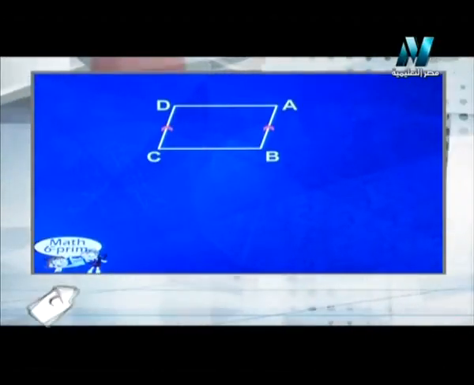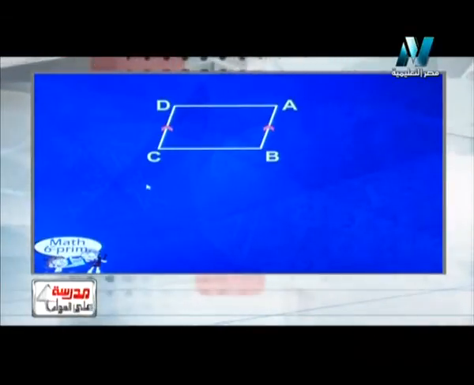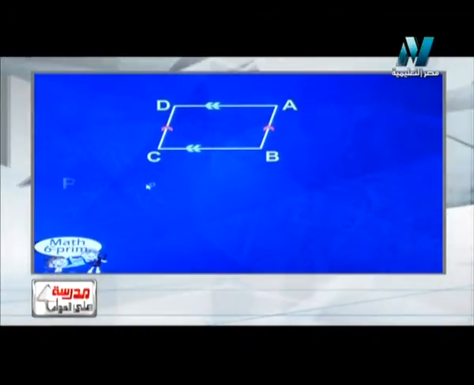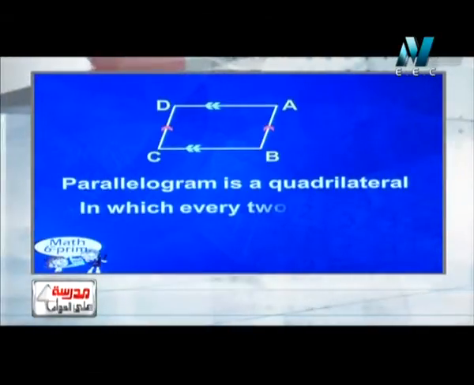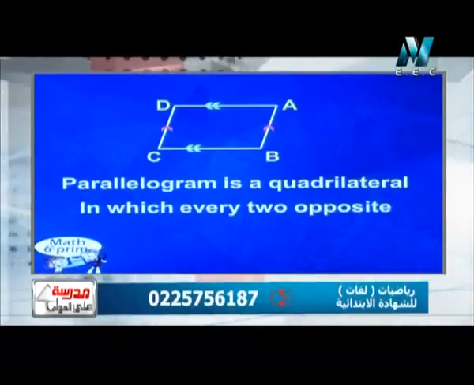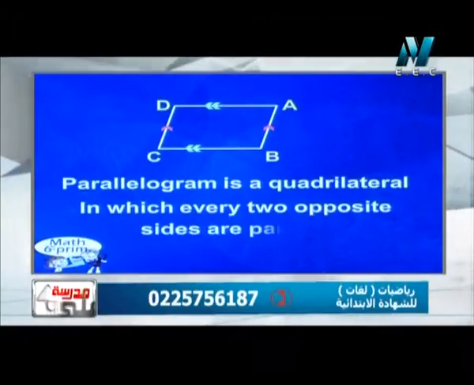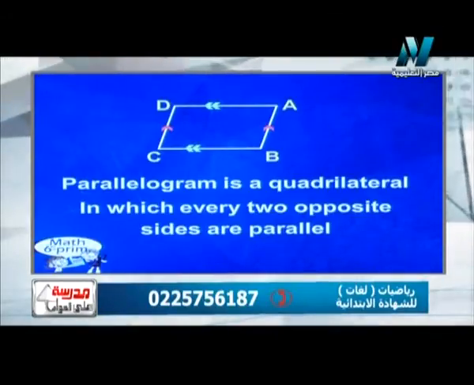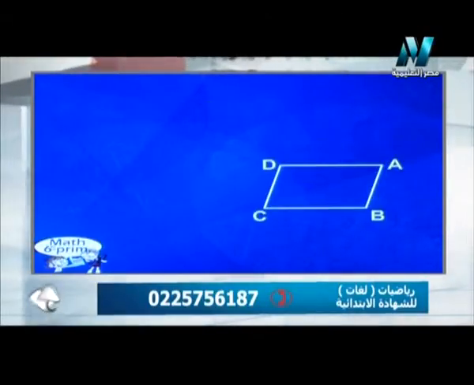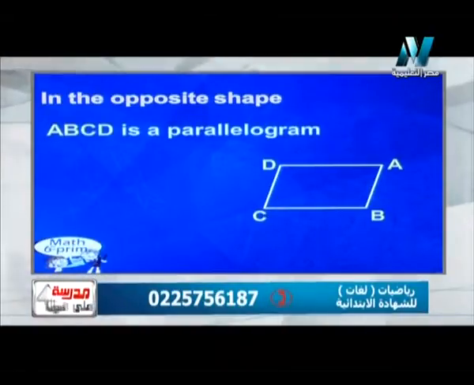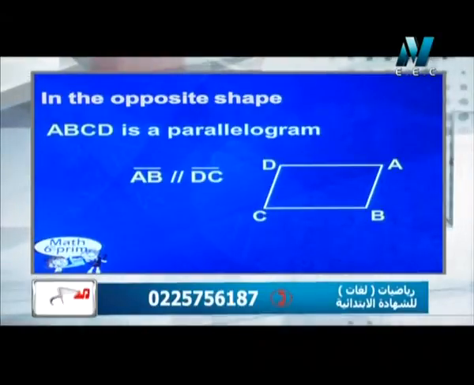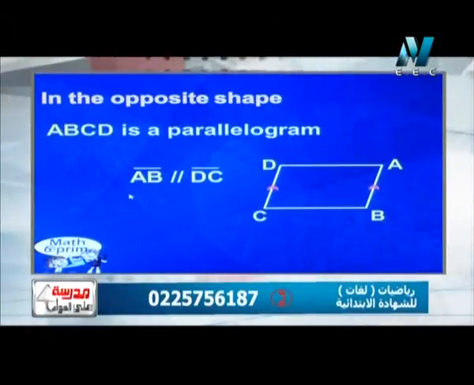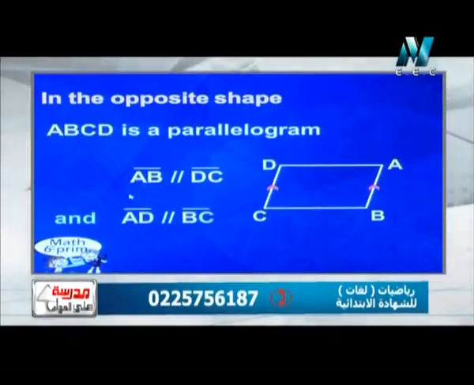As you see, AB is parallel to what? AB is parallel to DC, and in the same way, AD is parallel to what? Parallel to BC. A parallelogram, as you see, is a quadrilateral in which every 2 opposite sides are parallel. And the shape ABCD is a parallelogram. AB is parallel to DC, and the line segment AD is parallel to the line segment BC.